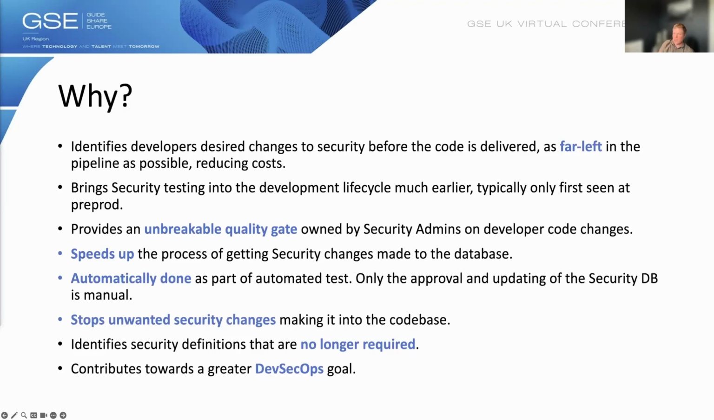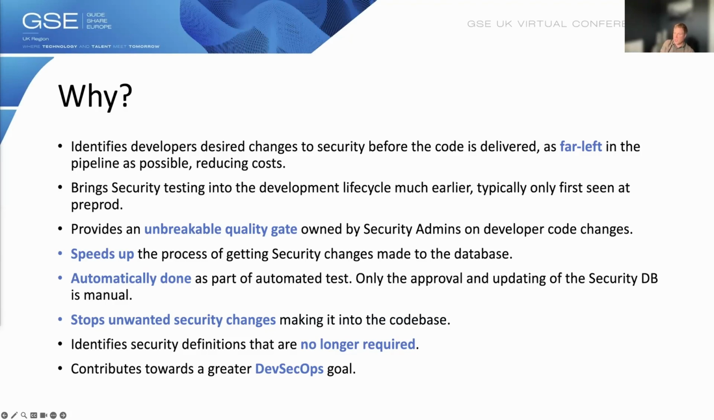Why would you do it? For the same reasons why you would do SDC. That's identifying developer changes to security early in the development lifecycle. You're testing security before code goes in, rather than leaving it much later in the process. You're also providing an unbreakable quality gate, which is owned by the security admins, against developer code changes. So if they're trying to do dodgy stuff hidden within their code, accessing files they shouldn't be able to access, the quality gate's blocked. It's not going to get through until the security admin has approved it within these tools, which are part of your continuous integration pipeline, and it won't get in.